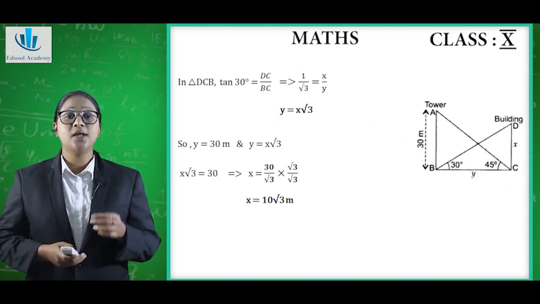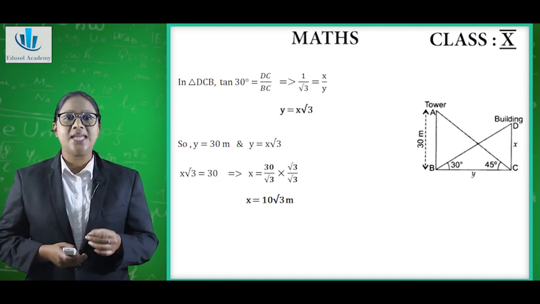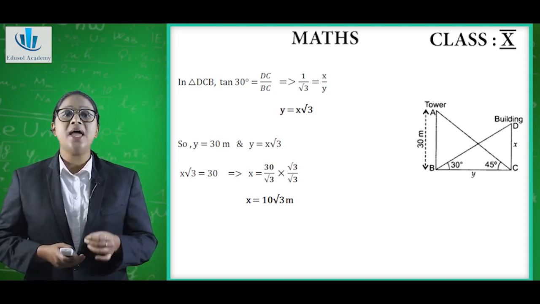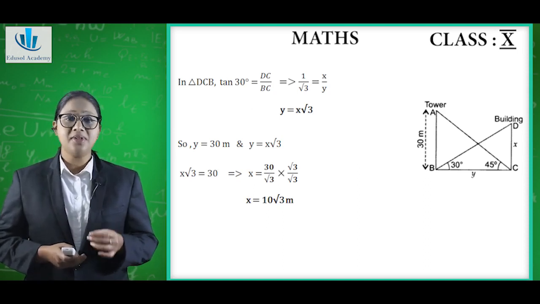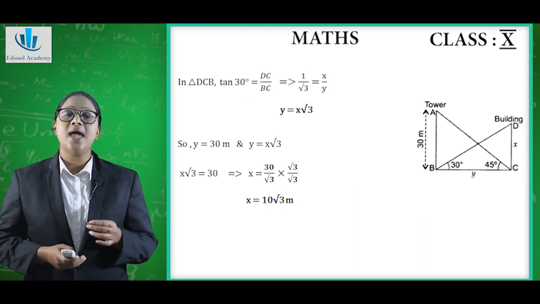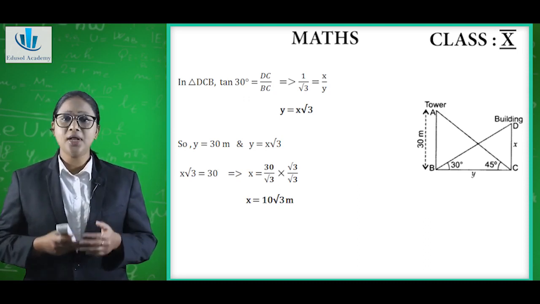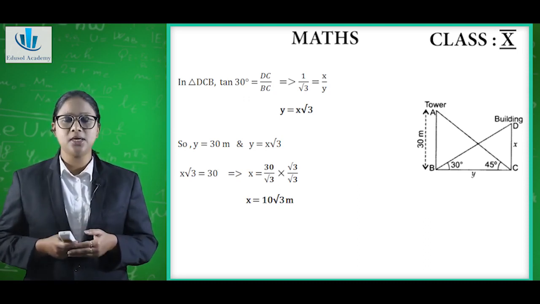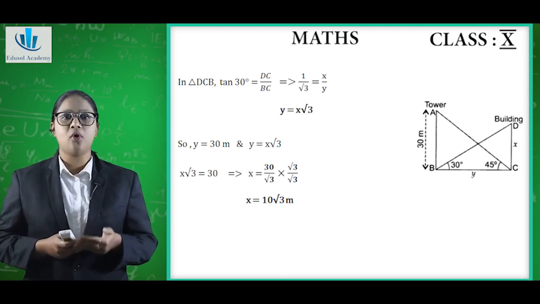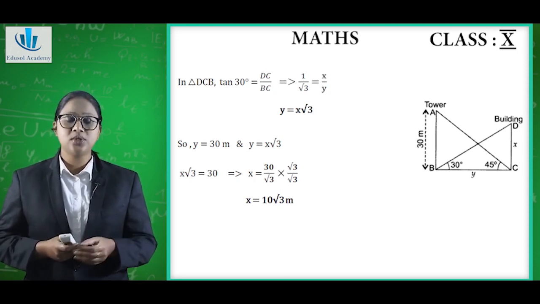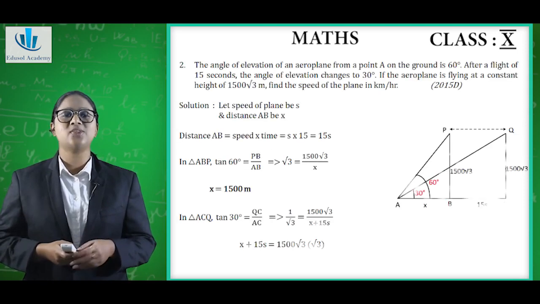In the next triangle, triangle DCB, tan 30 degree is equal to DC by BC. 1 by root 3 is equal to x by y. We will get y is equal to x root 3. We already know that y is equal to 30 meter, so we can find the value of x as 10 root 3 meter. Next question.